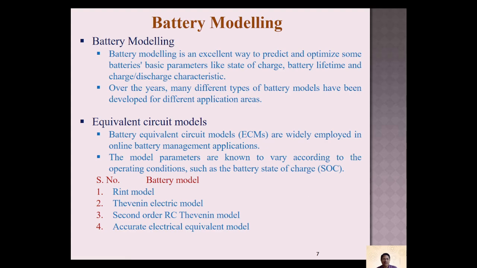So there are very different battery models. The RINT model is also a popular model. The Thevenin electric model is also a popular model. Then the second order RC Thevenin model, and the accurate electrical equivalent model are also popular.